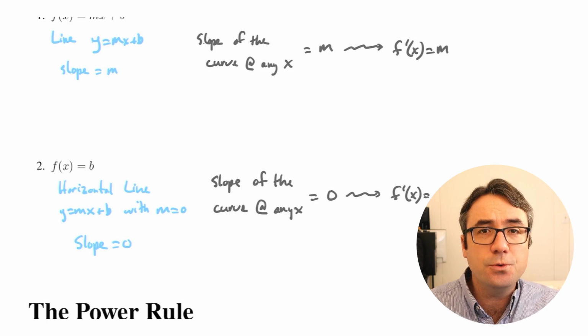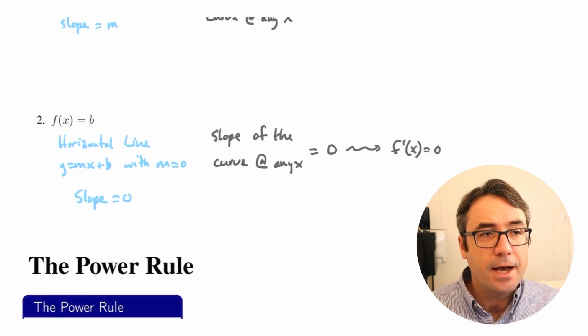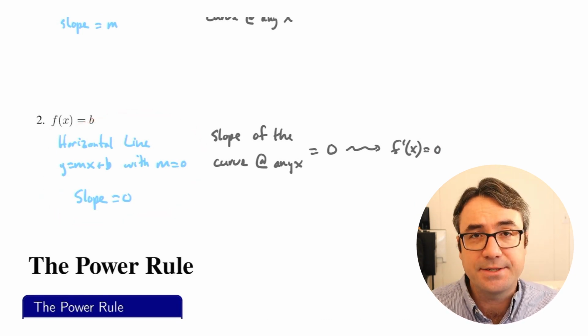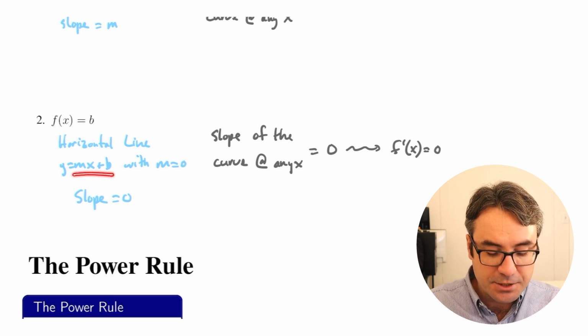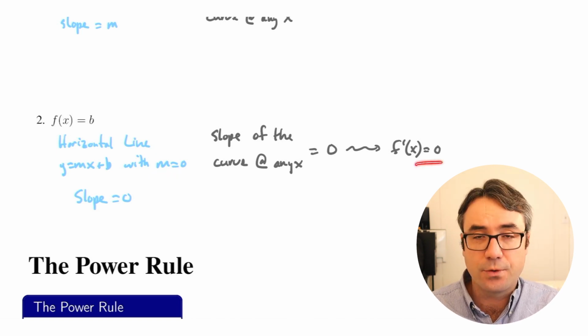So these are two special cases that come back to the fact that we already know what the slope of a line is. For y equal mx plus b, m is the slope, and if it's a horizontal line, then that slope is 0. So that means our derivative is 0.